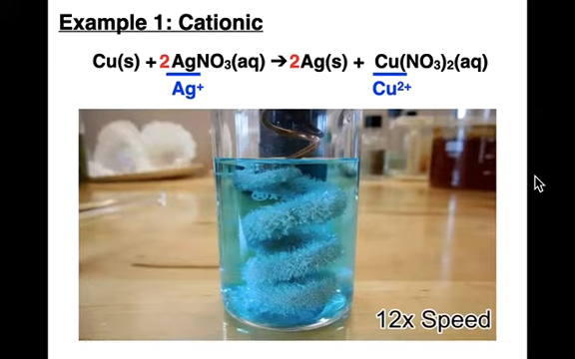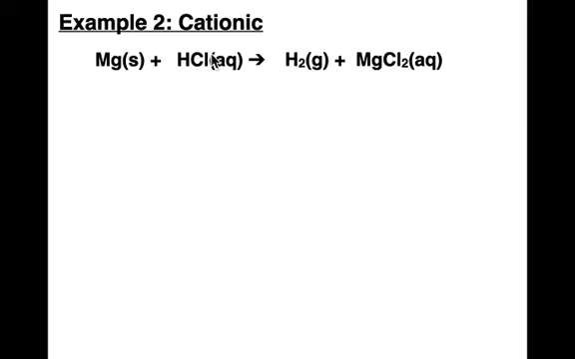Okay, let's look at another cationic. Magnesium into hydrochloric acid. When you put magnesium into hydrochloric acid, it's going to start to fizz. Bubbles will be given off, and that's hydrogen gas being produced. So to balance it, you need a 2. Okay, now why cationic? Well, hydrogen is a positive ion. The magnesium is a positive ion. Those are cations. So the metal replaces the cation and becomes a cation.